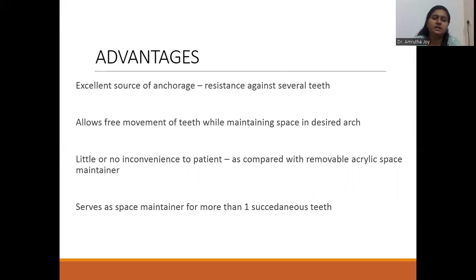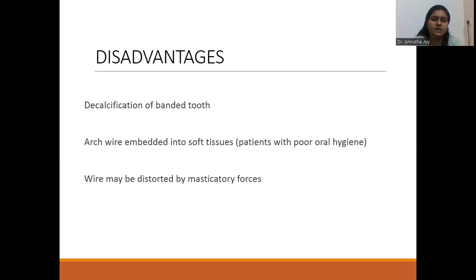Advantages: it is an excellent source of anchorage and allows free movement of teeth while maintaining the space in the desired arch. So it will not interfere with normal growth. Little or no inconvenience to the patient compared with removable space maintainers. It serves as a space maintainer when more than one tooth is missing. Disadvantages: decalcification of the banded tooth, arch wire irritation or embedding into the soft tissues in patients with poor oral hygiene, and the wire can be distorted with the masticatory process.